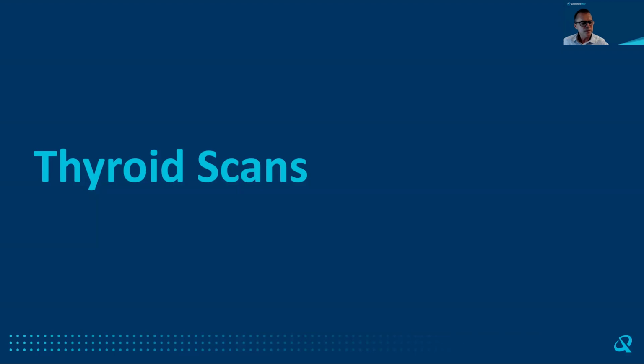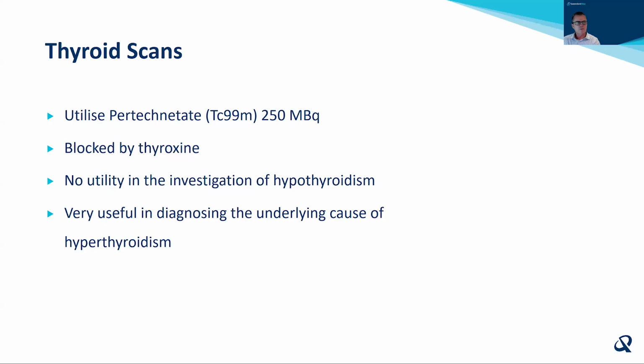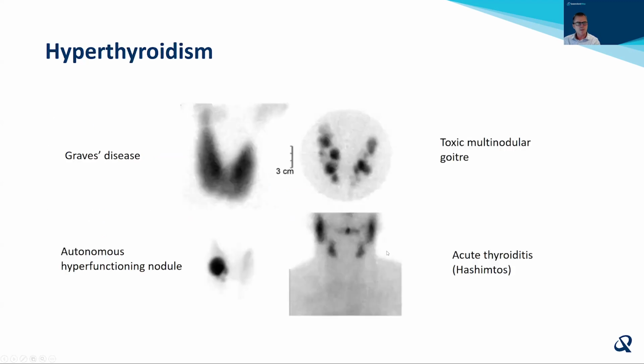So thyroid scans. We use pertechnetate. It can be blocked by thyroxine, so it's no use in the investigation of hypothyroidism. It's very useful in diagnosing the underlying cause of hyperthyroidism. So these are the main causes of hyperthyroidism we see on pertechnetate scans.